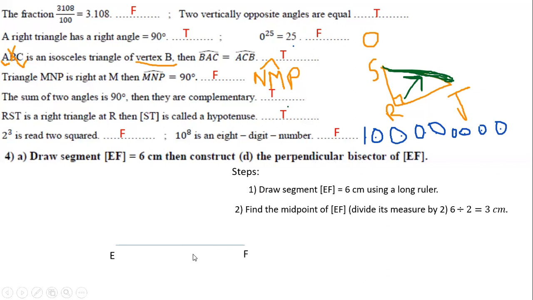So step number 2, we find the midpoint of segment EF. How? We divide its measure by 2. So 6 divided by 2 is 3. Again, we bring the long ruler and we mark the 3 centimeter like this. So this is the midpoint. From E to the midpoint is equal to 3 centimeter. From the midpoint to F, it's also equal to 3 centimeter. That's why I used a dash and a dash, since these two parts are equal.